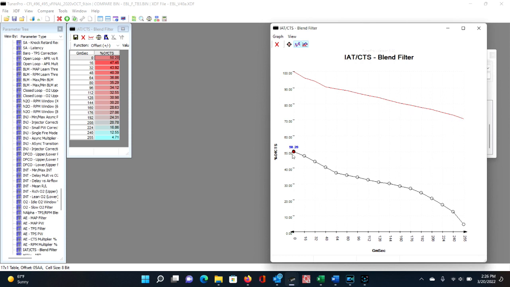So again, getting your CTS IAT blend filter is really important for getting your overall mixture, especially when you're running in open loop, because you don't have the benefit of the oxygen sensor anymore telling the computer to do trim. When you go into primary enrichment mode and wide open throttle, it's going to freeze the integrator, and when that happens, it's basically just going to go on last known good bias for the integrator, and then go off of other calculations to include things like the IAT CTS blend filter.